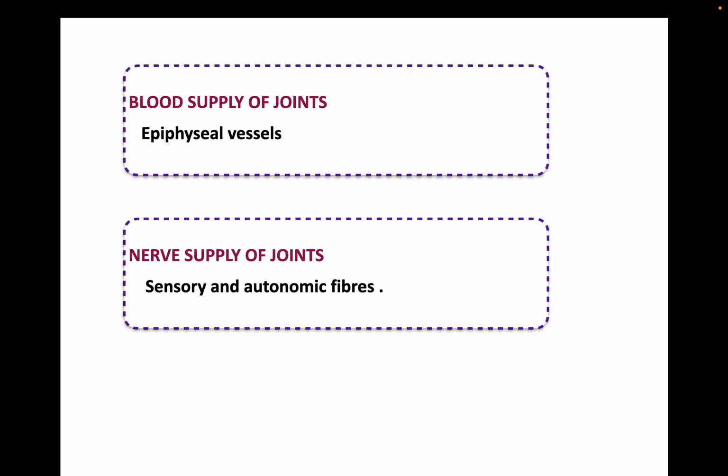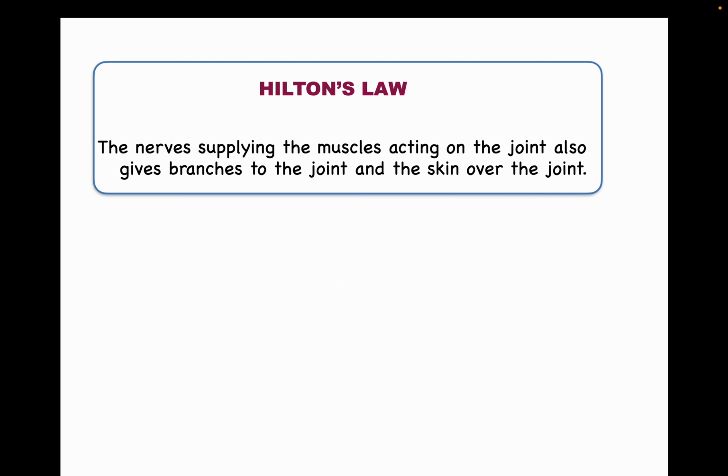The blood supply of the joints is by epiphyseal vessels, whatever vessels are lying around that particular joint will supply that joint. And the nerve supply of the joint is again sensory and autonomic, and the fibers come through the different nerves which run in relation to those joints.